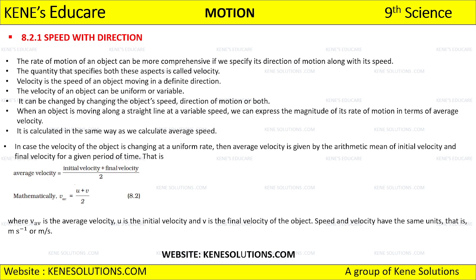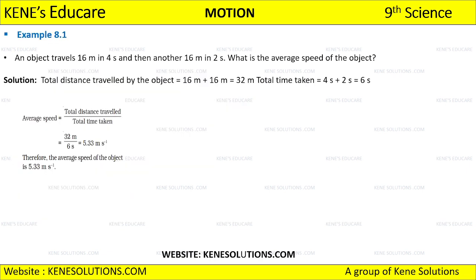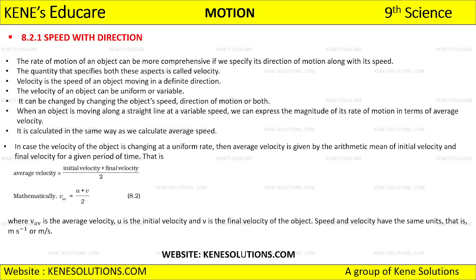So we are going to calculate the average velocity the same way we calculated the average speed. For calculating the average speed, we had the formula total distance traveled upon total time taken. This is the formula for average speed, right? And the formula for average velocity becomes initial velocity plus final velocity divided by 2. But if you see, there's one more point given. In case the velocity of the object is changing at a uniform rate, what is happening over here?